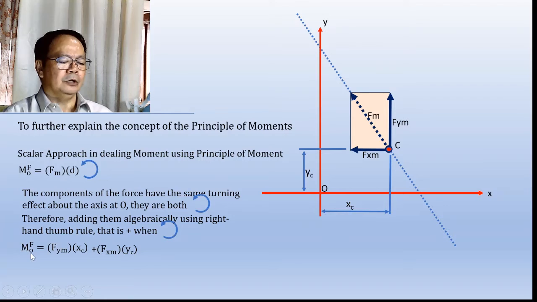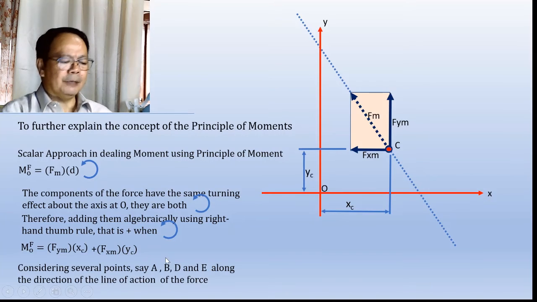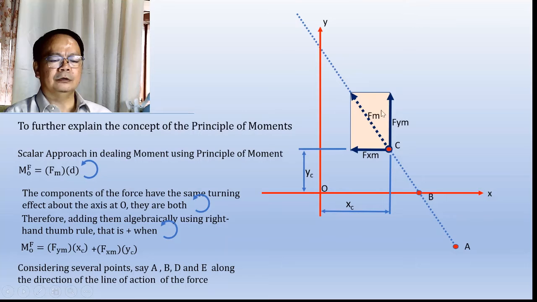And this becomes now the moment of F about O, considering the effect of the Y and the X component of the force, using the principle of moments that the moment is equal to the sum of the moments of the individual components. Now, let us try to resolve this F somewhere below this point, by considering additional points along the line of action. Let us choose points. Let us label a point A, somewhere here. Let us put a point B, this point. This is also our point. And let us put a point E somewhere here.